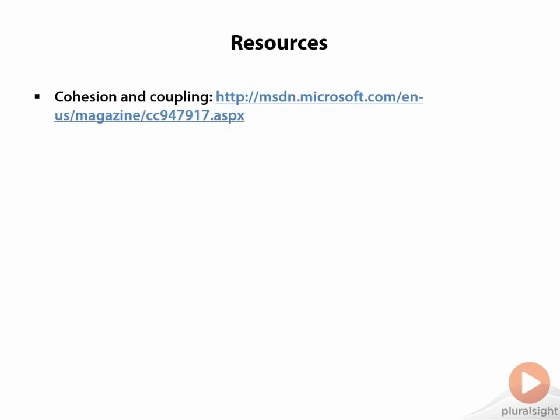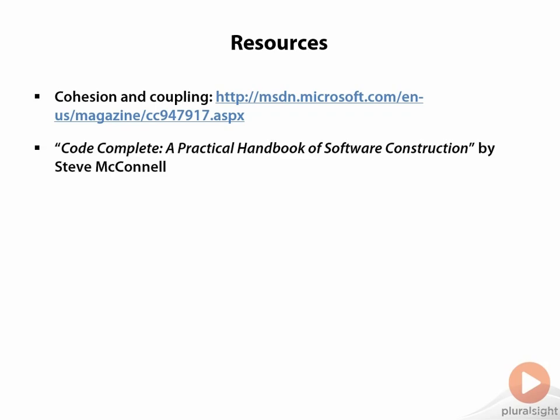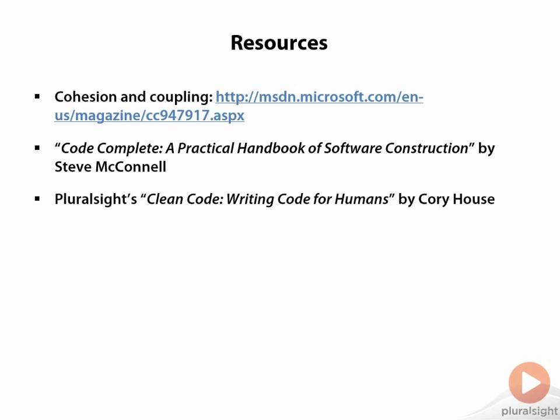The following link explains 2 important design principles, cohesion and coupling. The URL reads http://msdn.microsoft.com/en-us/magazine/cc947917.aspx. While Code Complete, a practical handbook of software construction, is a great resource for software construction best practices. And Course Clean Code, Writing Code for Humans, explains how to write human-readable code.